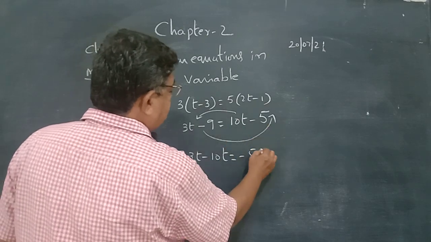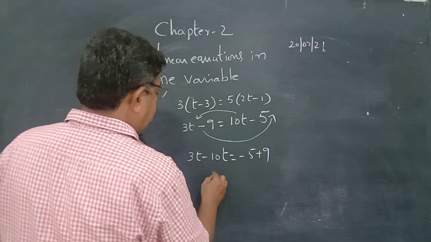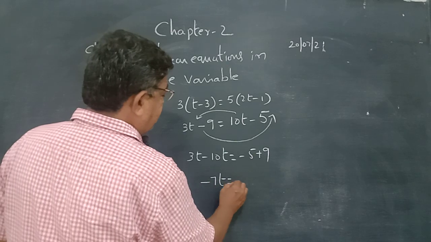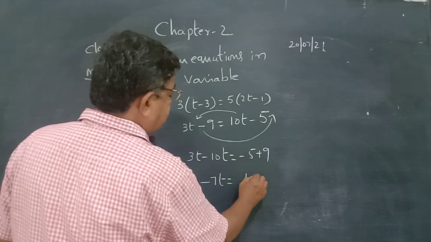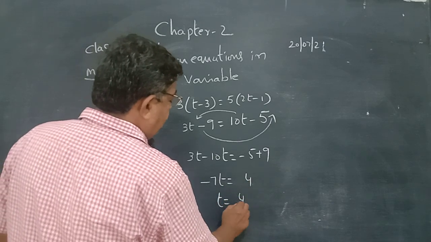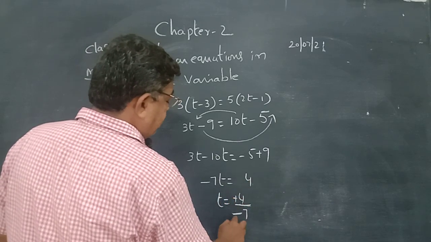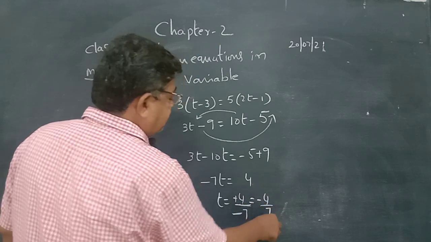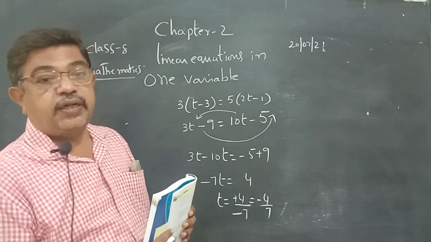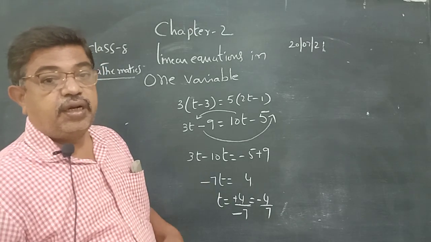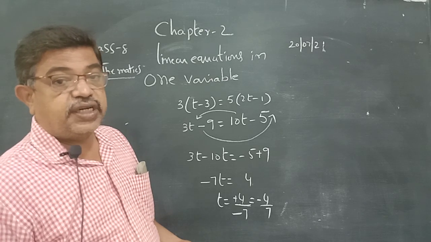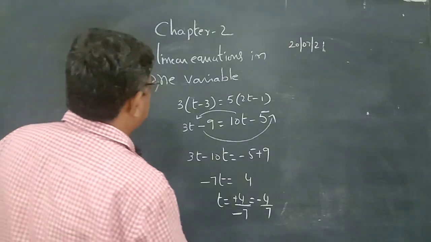If you take minus 9 to the other side, it becomes plus 9. 3t minus 10t, the difference is 7t and the symbol of 10 is minus, therefore it is minus 7t. Minus 5 plus 9, the difference is 4 and symbol of 9 is plus, therefore it is plus 4. So t equal to 4 by minus 7, plus by minus equal to minus, and the answer is minus 4 by 7. This is how we get the solution of the variable in the linear equation having variables on both sides of the equation. Next problem.